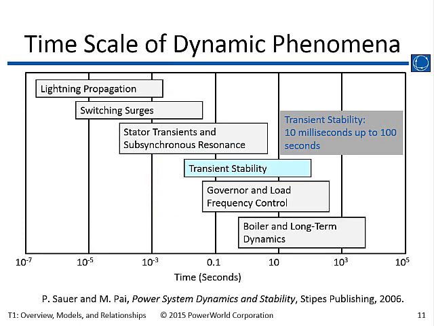This is a time scale of the power system phenomena that we borrowed from a book by two of my colleagues, Pete Sauer and M.A. Pai at University of Illinois, Power System Dynamics and Stability. Just kind of puts things in the time scale. Here's 1 second right there, a tenth of a second, a thousandth of a second, and faster. We go very fast: lightning, switching surges, then we get stator transient, subsynchronous resonance. Then we get into transient stability time frame, and that's what we're going to be talking about today.